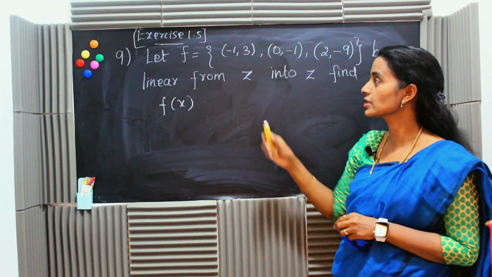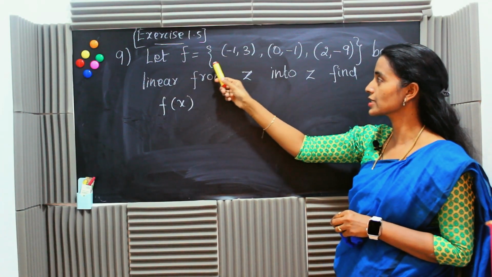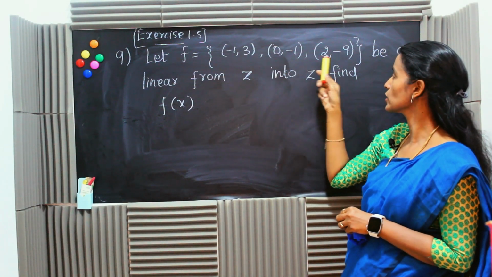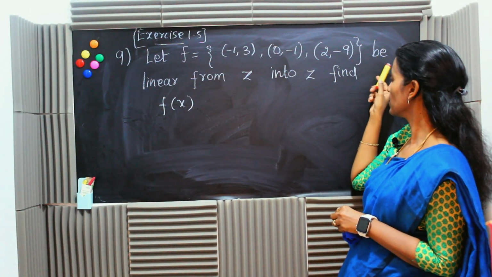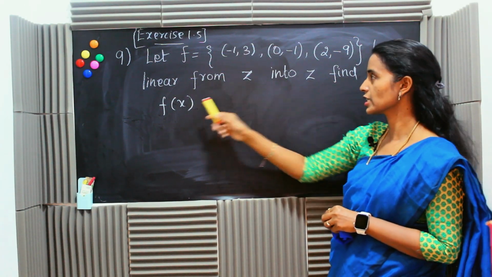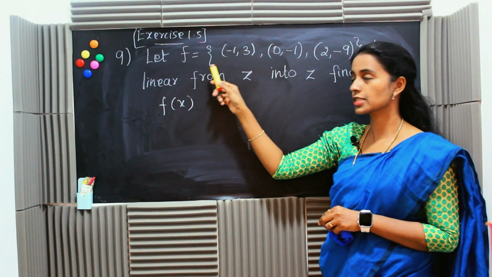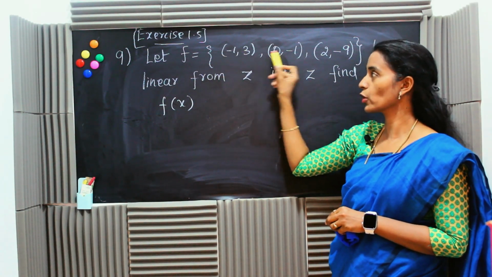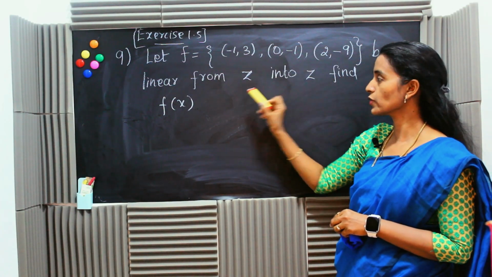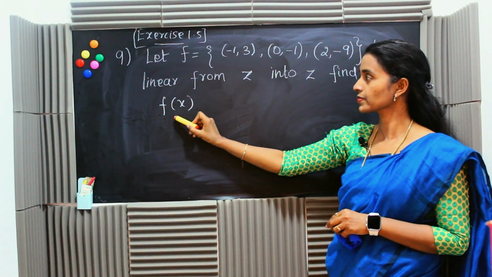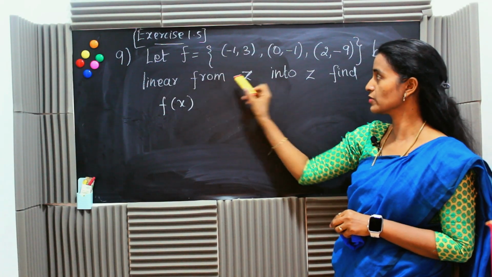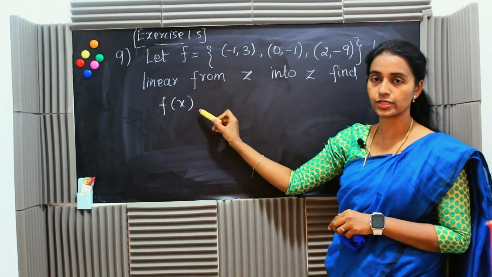Here the question is: let f equals the set of (-1, 3), (0, -1), (2, -9) be a linear function from Z into Z. Find f of x. What is given in the question? 3 points are given. We need to find out f of x.